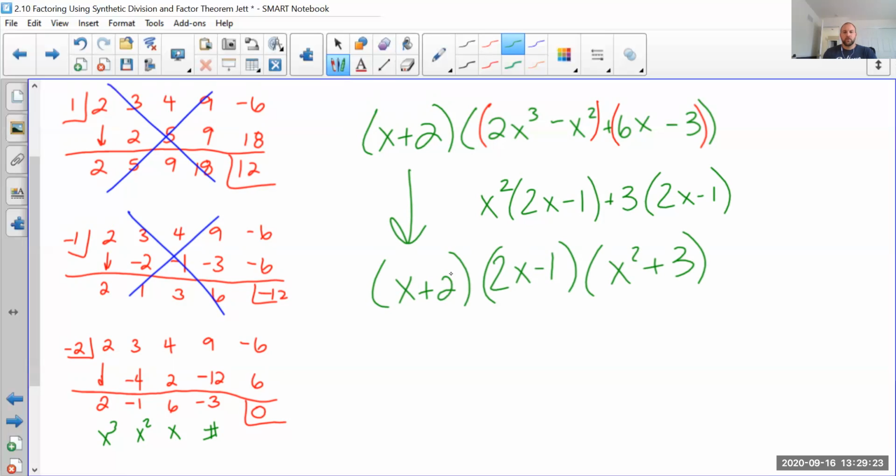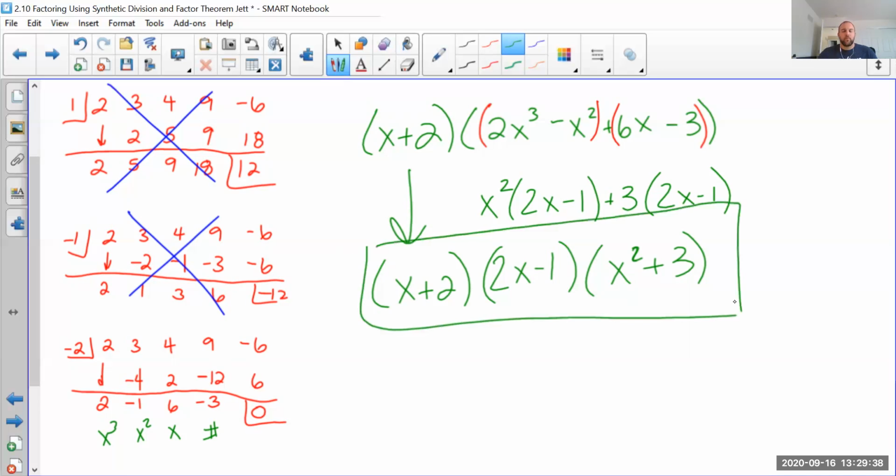So I have a linear, so that's done. I have a linear, so that's done. Here I have an x squared, so I want to look for difference of squares. Is 3 a perfect square? Nope, so I can't factor it. So I'm done. Questions?